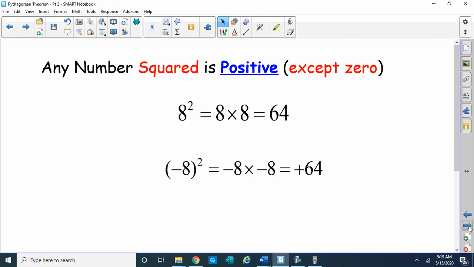And the reason behind that is because any number squared is always positive. Squared means to the exponent of 2, except for 0. If you square that, that'll give you 0. But 8 to the second power, 8 squared, is 8 times 8 equals 64. And negative 8 to the second power, negative 8 squared, is negative 8 times negative 8. And that is also equal to positive 64.